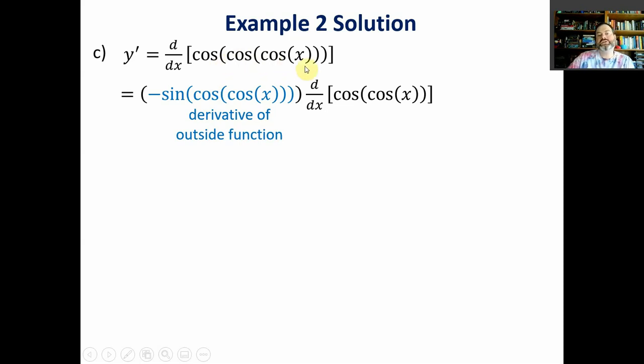So the inside function here is really two inside functions, right? The inside function here is really cosine of cosine of x. So the chain rule says, take the derivative of the outside, right? So cosine is negative sine. Everything inside that outermost function stays the same, times the derivative of the inside.